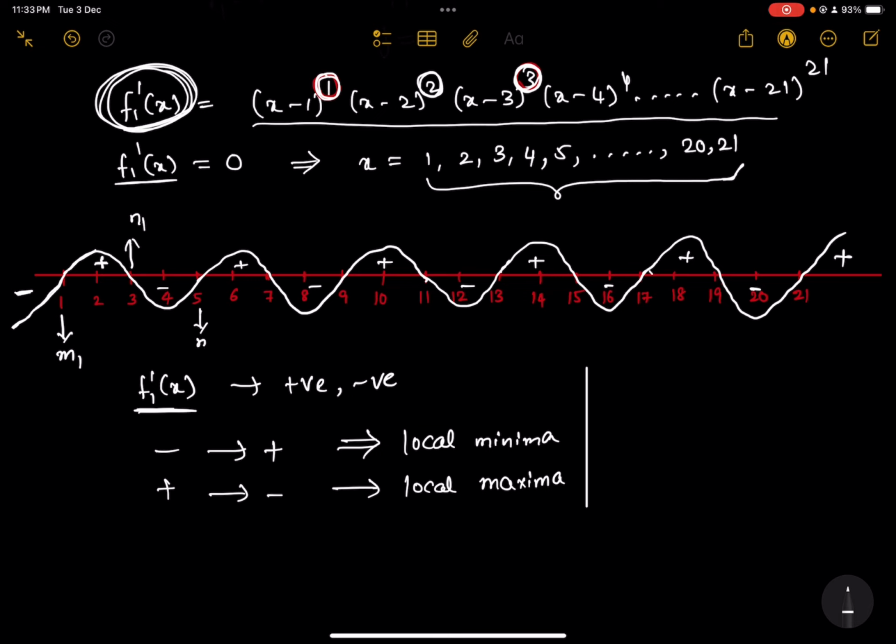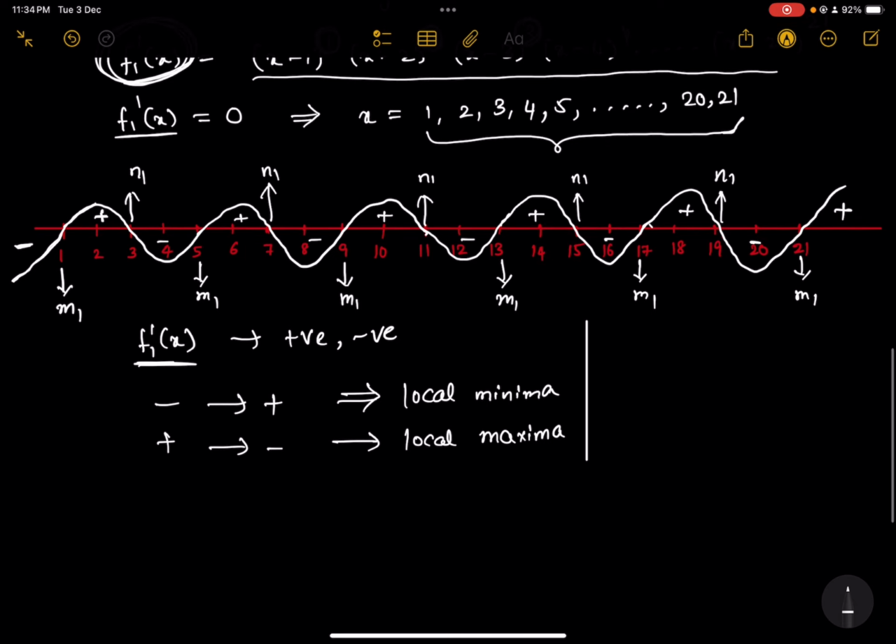Similarly, this is minima m1, this is n1. N1 has different values. Minimum, this is maximum, minimum, maximum, minimum, maximum, minimum. So how many minimas are there?